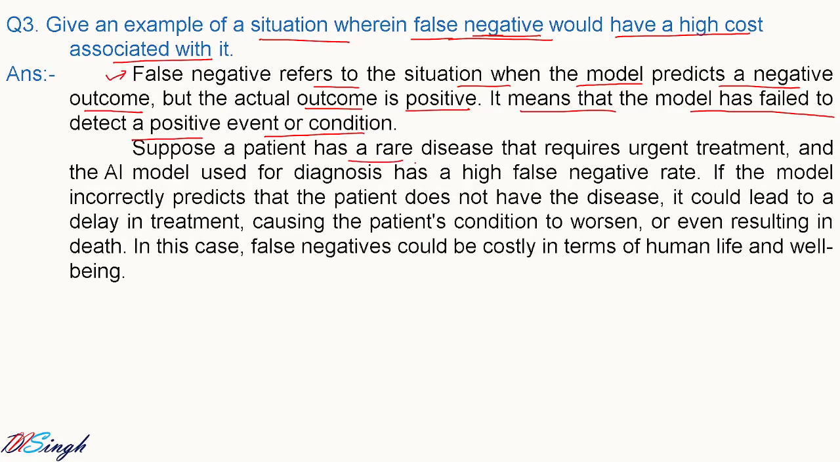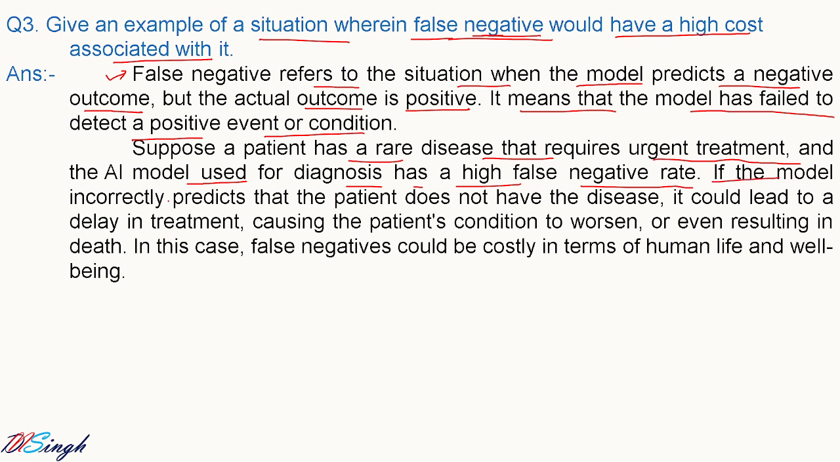Then suppose a patient has a rare disease that requires urgent treatment and the AI model used to diagnose has a high false negative rate. तो एक पेशेंट है जिसको कोई ऐसा डिसीज है, रेयर डिसीज है जिसको अर्जेंट ट्रीटमेंट की रिक्वायरमेंट है और आपने कोई एआई मॉडल यूज किया है डिटेक्शन के लिए या डायग्नोसिस के लिए एंड इट हैज हाई फॉल्स नेगेटिव रेट, तो क्या होगा? एक्चुअली में पेशेंट को प्रॉब्लम होगी बट योर मॉडल विल से देयर इज नो इशू. व्हाट विल हैपन इन दैट केस? देयर इज अ लाइफ थ्रेट फॉर दैट पेशेंट.